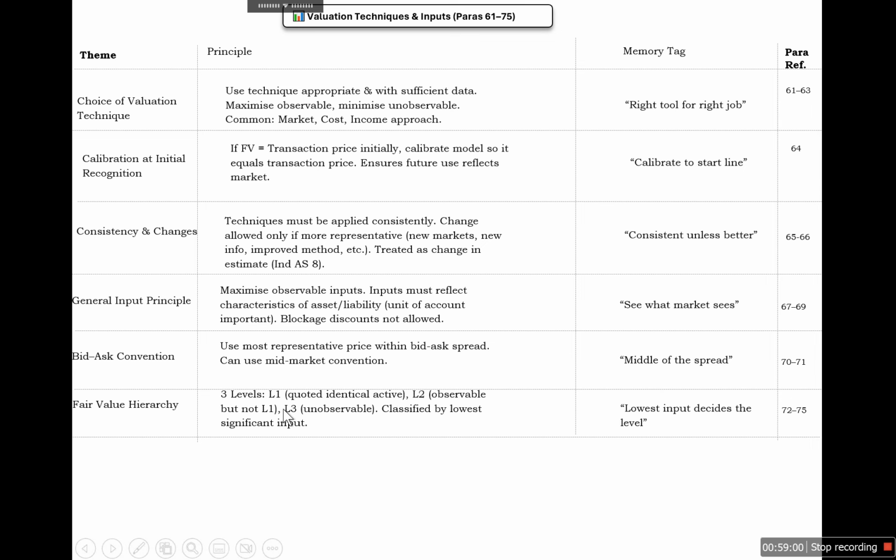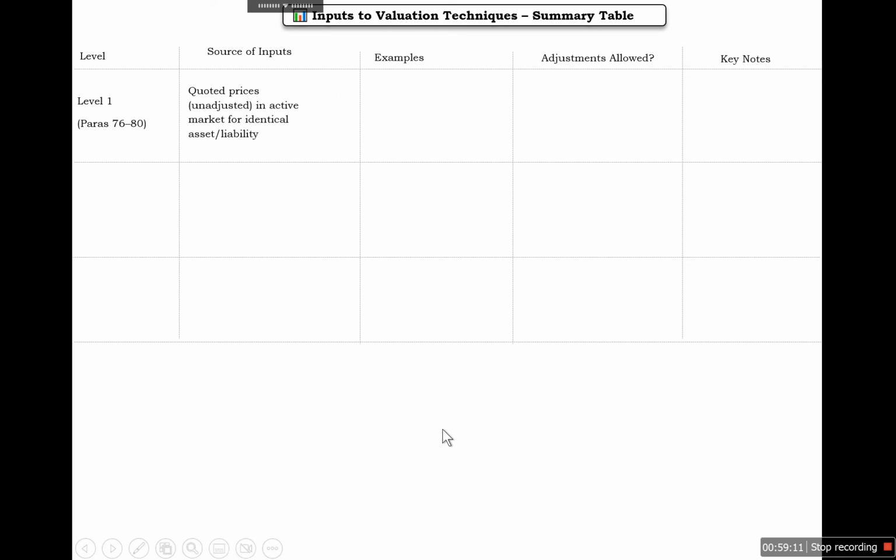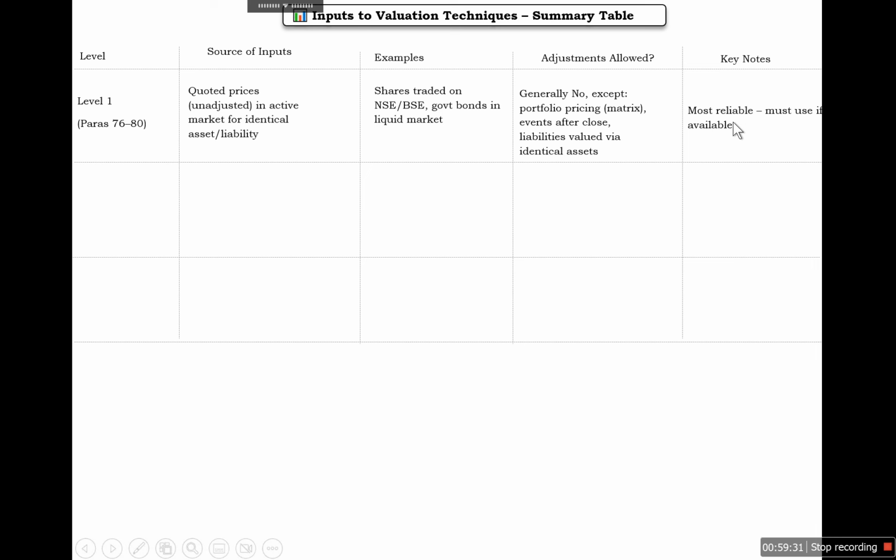Fair value hierarchy: we need to use the level 1 input, then go for the level 2 input and level 3 input, and we need to classify by the lowest significant input. In case of level 1 input, the source of information is quoted prices in active markets for identical assets. Examples are shares traded on stock exchanges and government bonds in liquid markets, and generally adjustments are not allowed. So these are the most reliable and most used if available. And level 2 is observable input other than level 1, directly or indirectly.